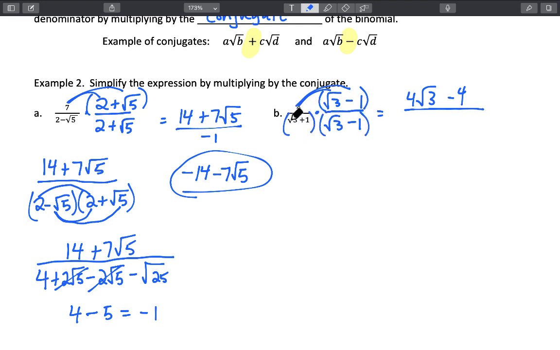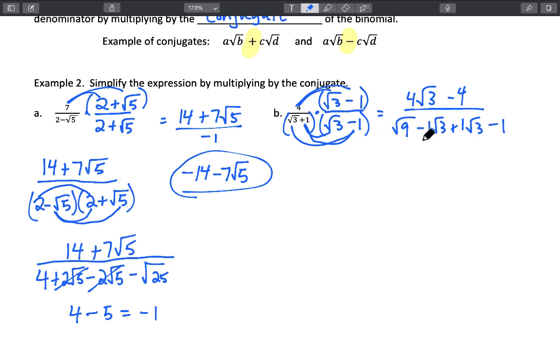Let's see if we can multiply this. We've got root 3 times root 3. That's the square root of 9. Root 3 times a negative 1, that's negative 1 root 3. Then I have a positive 1 times root 3, so that's plus 1 root 3. And then I have a plus 1 times a negative 1, so that's negative 1.